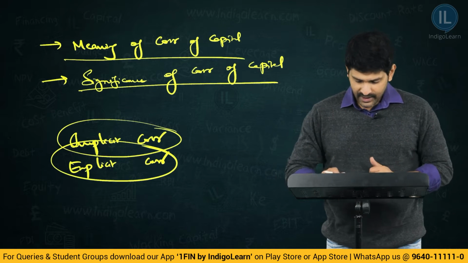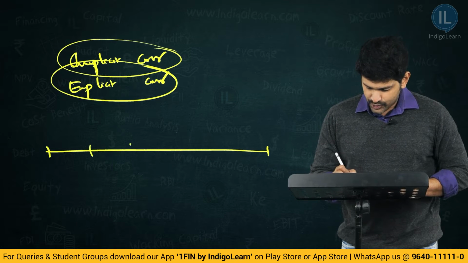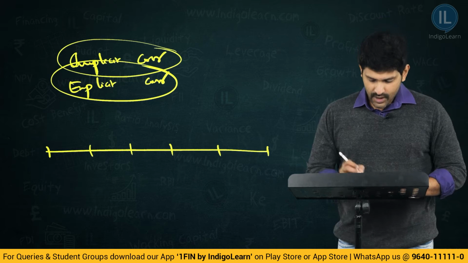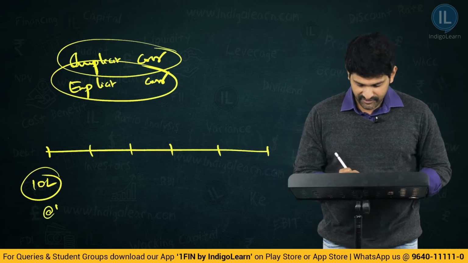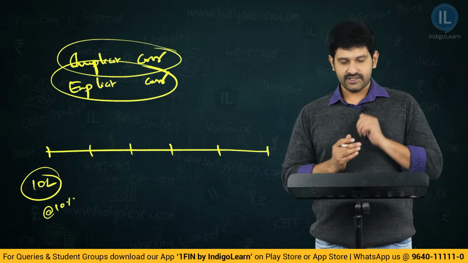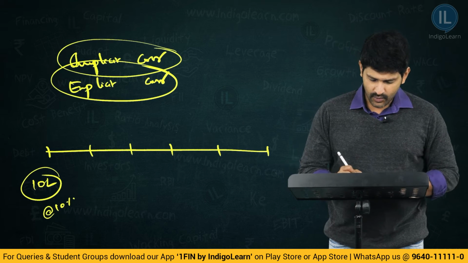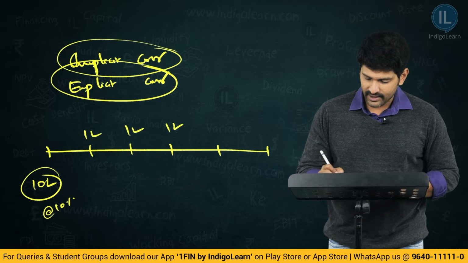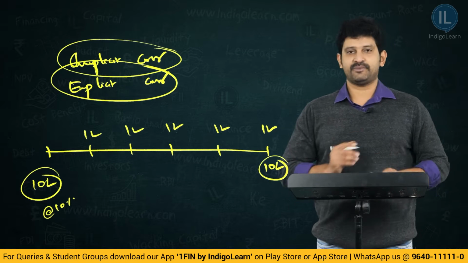Great. Now, in our timeline, 1, 2, 3, 4, 5. 10 lakhs is what you gave me today, at the rate of 10% as you said. Nice. Now, what is 10% of 10 lakh? 1 lakh. So, what are you expecting? 1 lakh, 1 lakh, 1 lakh, 1 lakh, 1 lakh. At the end, the 10 lakhs, the principal amount.